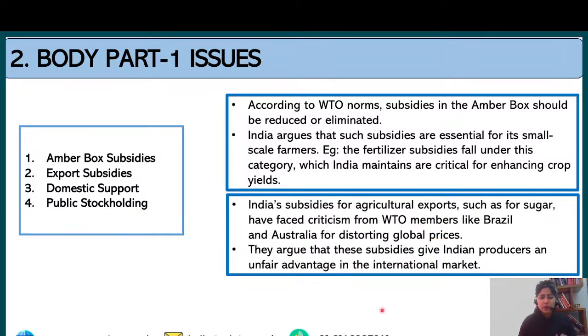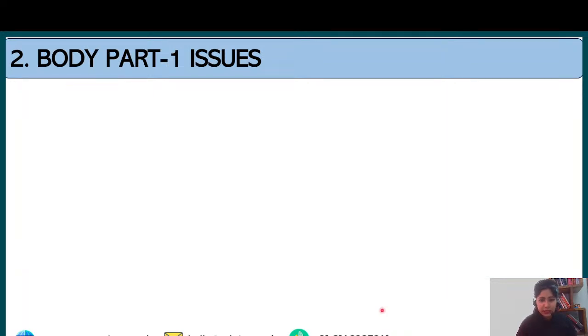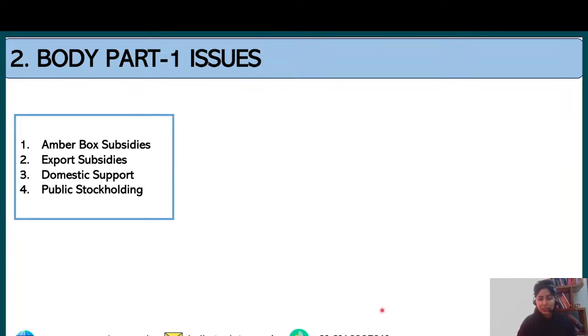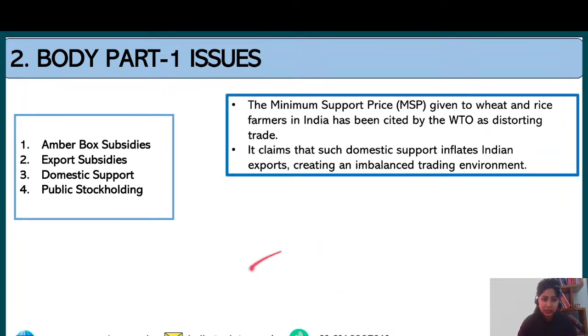A few lectures back, we also covered the agricultural export policy. So under that, you might know that support for agriculture export is not that high, and we are trying to improve on that. So focus on that lecture also when you're reading this one, on what kind of agricultural export support is provided by the country.